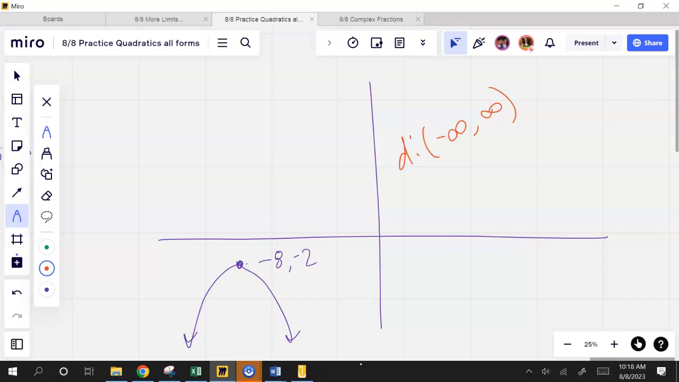How about the range? There you go. Why? Because negative infinity, it's going downwards, so the smallest it can be is negative infinity. Then it goes up to -2 with a bracket. Your vertex is always going to tell you your range, and it's always the y part of your vertex. You just have to decide: is it negative infinity up to the vertex, or is it the vertex up to infinity?